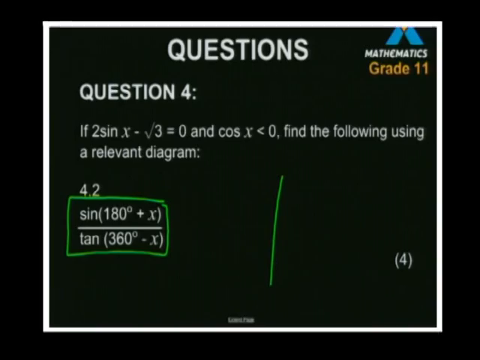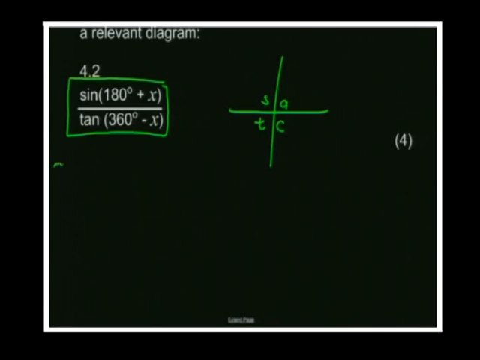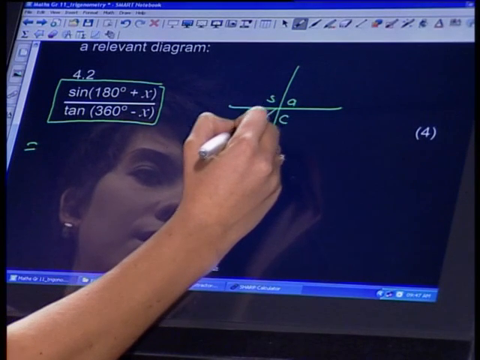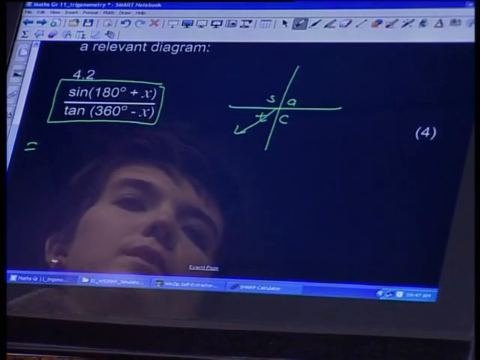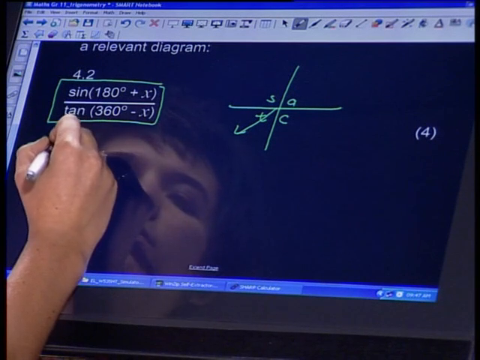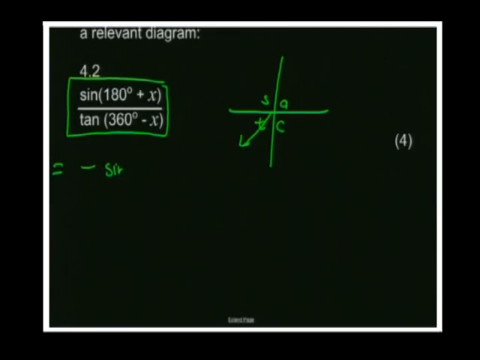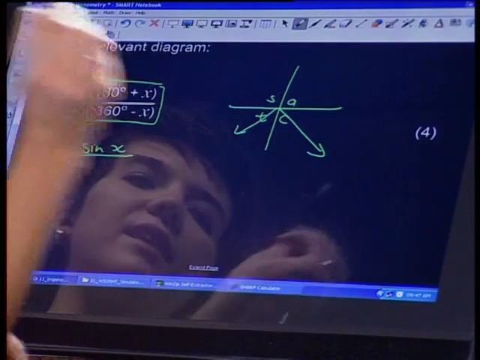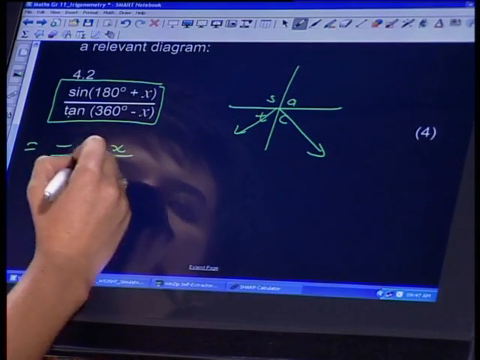So I have to check my CAST diagram again, to see if sine and tan are positive in the specific quadrants that they are talking about. So 180 plus, that is the third quadrant. Is sine positive or negative in the third quadrant? It's definitely negative, so negative sine x. Then 360 minus is in the fourth quadrant. Is tan positive or negative in the fourth quadrant? Negative.